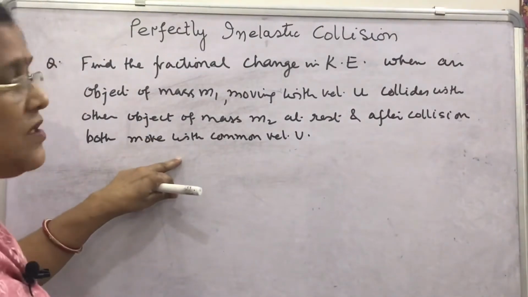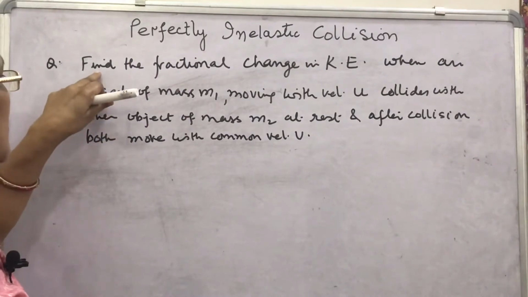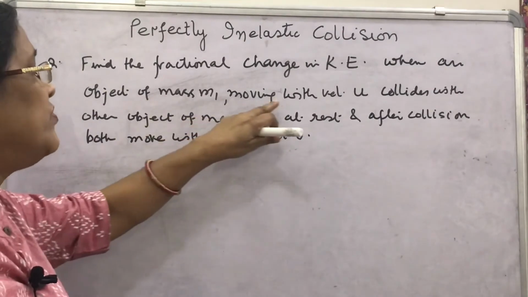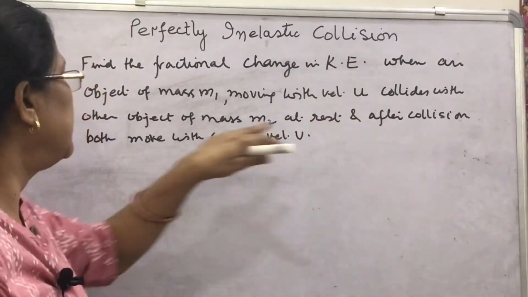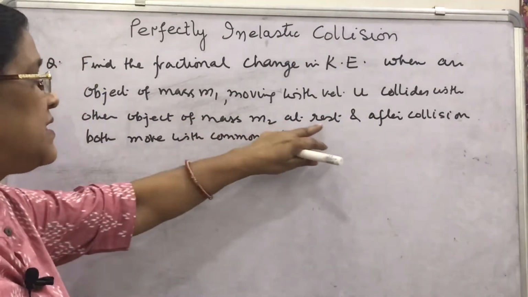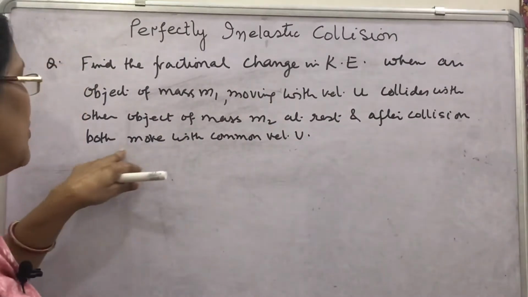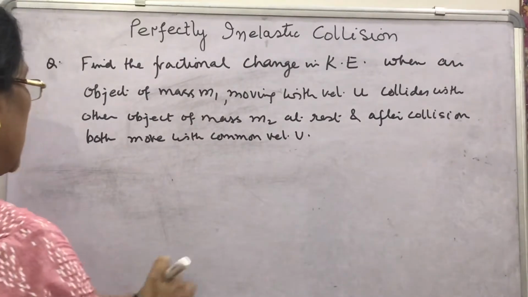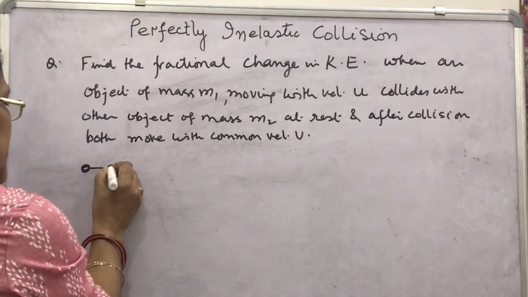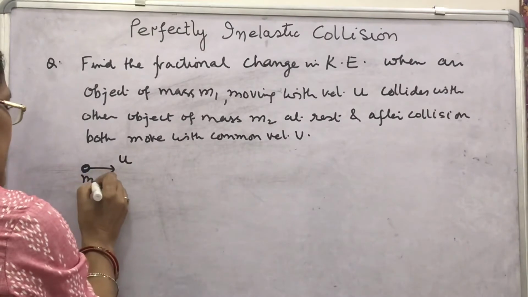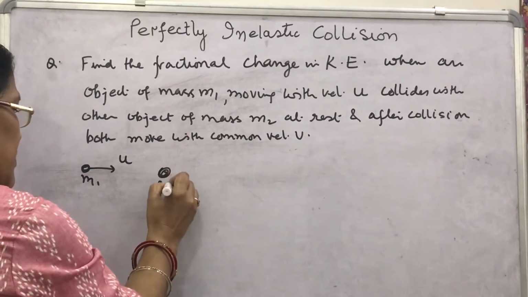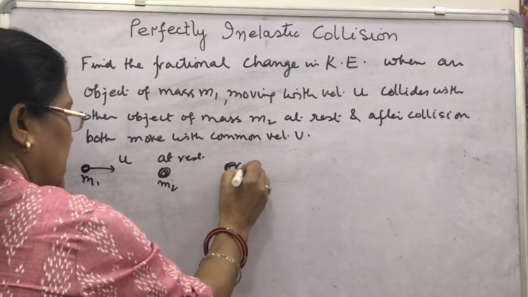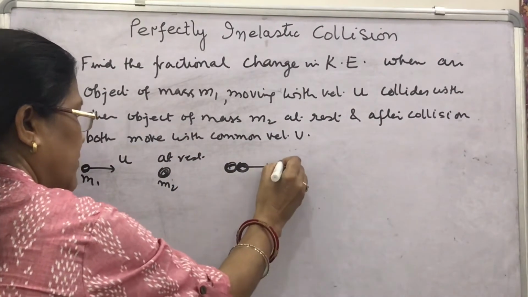Now, let us see the next question. Find the fractional change in kinetic energy when an object of mass m1 moving with velocity u collides with another object of mass m2 at rest, and after collision both move with the common velocity v. This is the inelastic collision. This is the first object moving with the velocity u, mass m1, and it strikes m2 which is at rest. After collision both m1 and m2 stick together and move with the common velocity v.